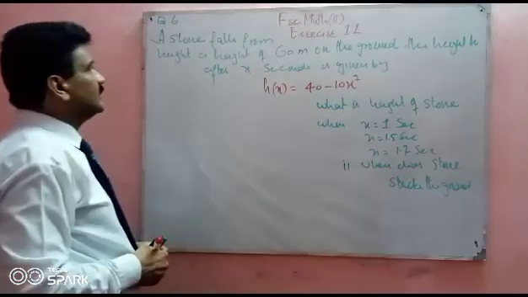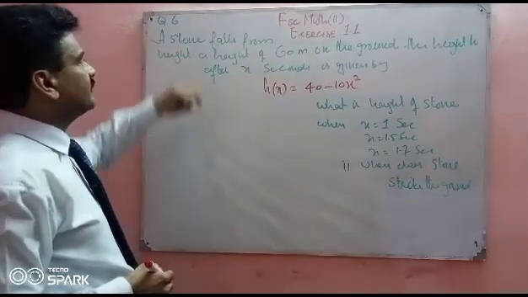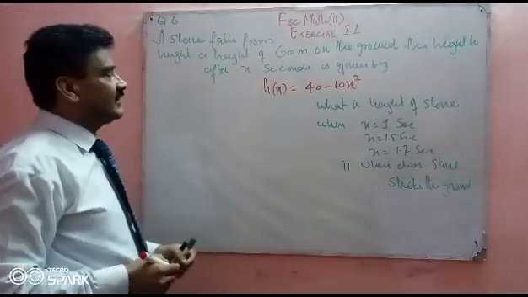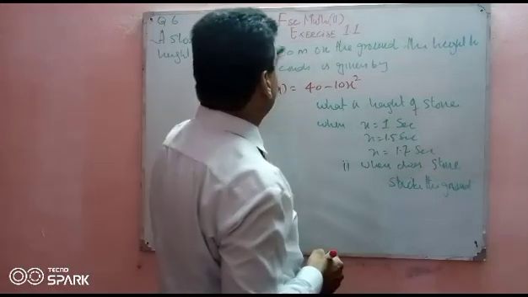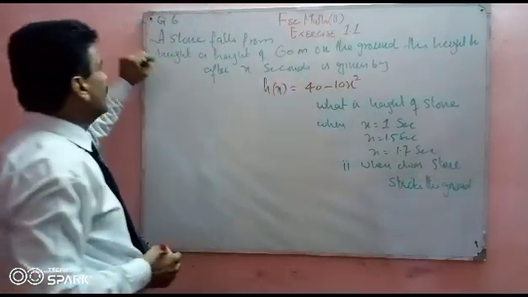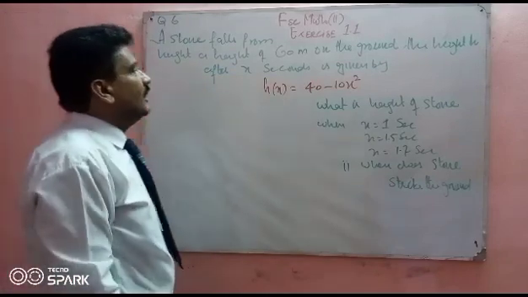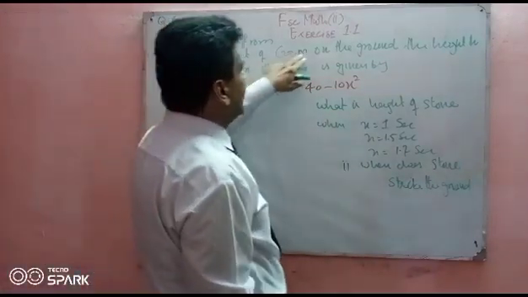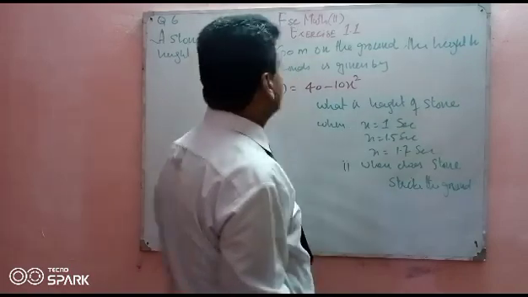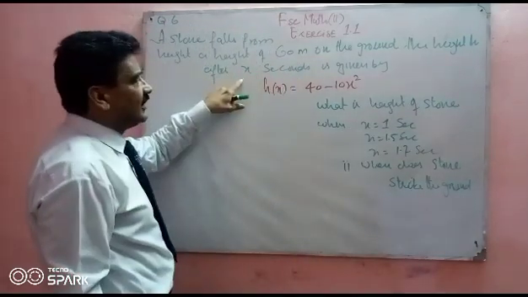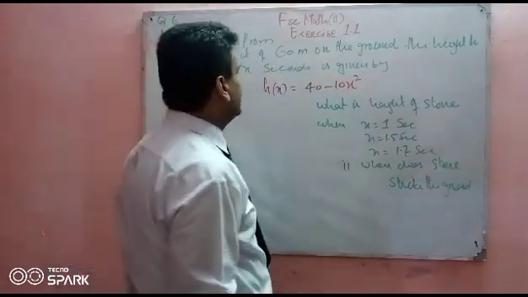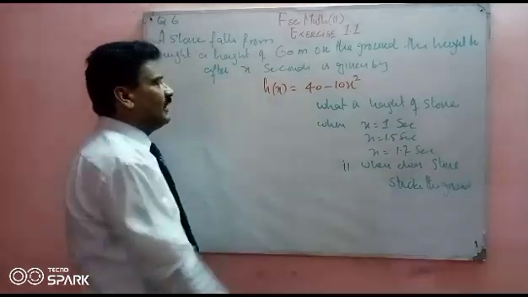In this section, we have to solve question 6, Exercise 1.1, FSC Mathematics Part 2. A stone falls from a height of 60 meters to the ground. The height after x seconds is given by h(x) = 40 - 10x².